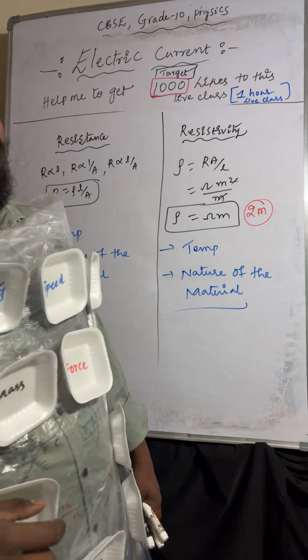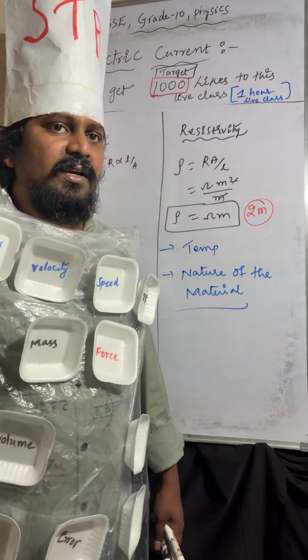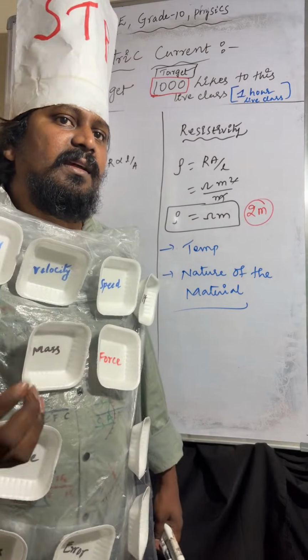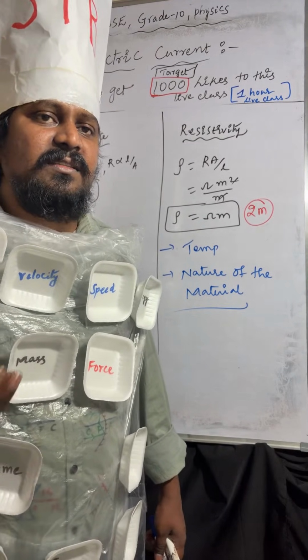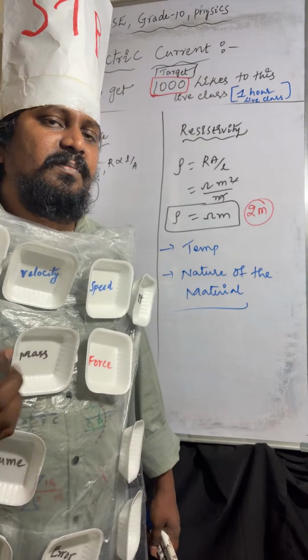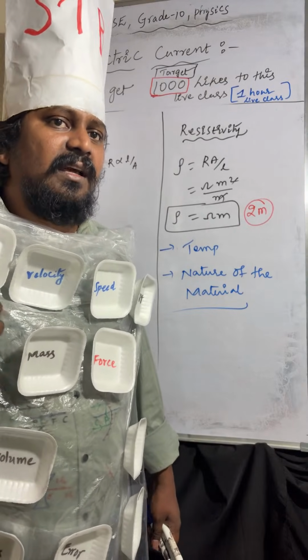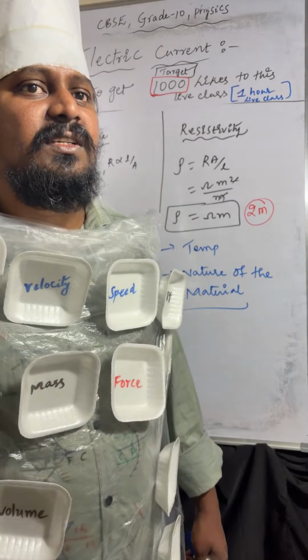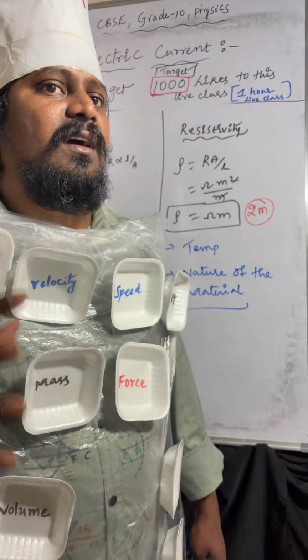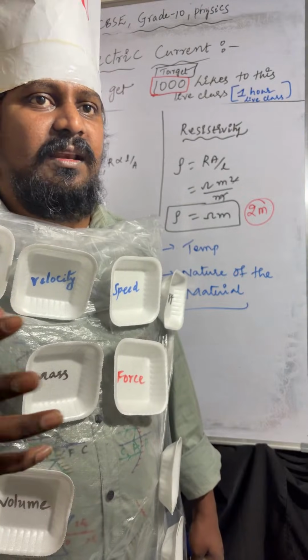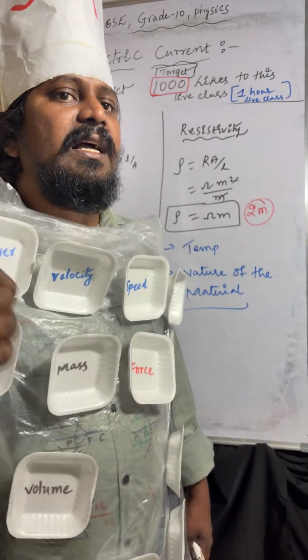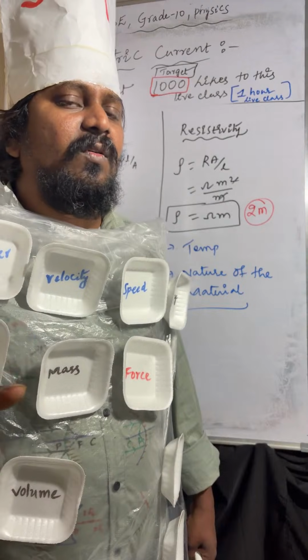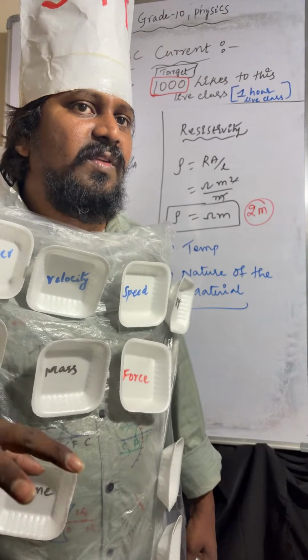So the SI unit of resistivity is ohm meter. Resistance depends on the length of the conductor, the area of the cross section, the temperature, and the nature of the material. Coming to resistivity, resistivity depends only on temperature and the nature of the material.